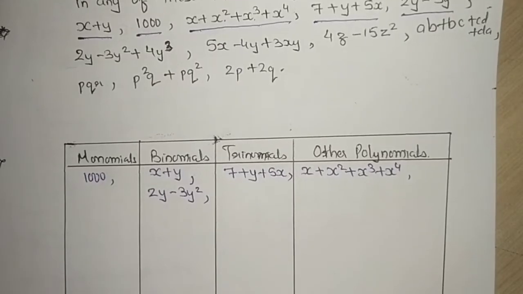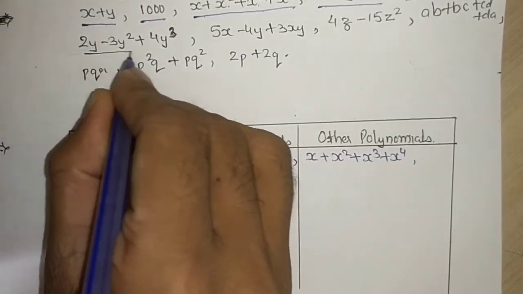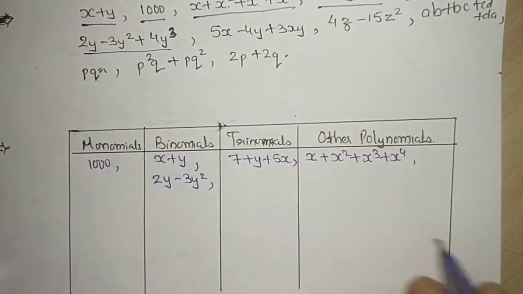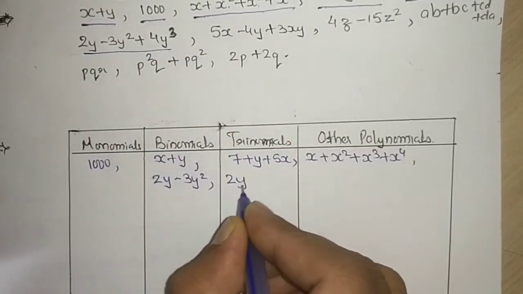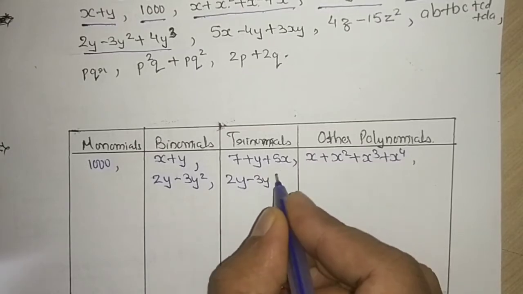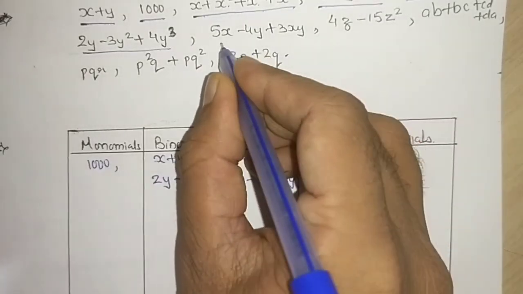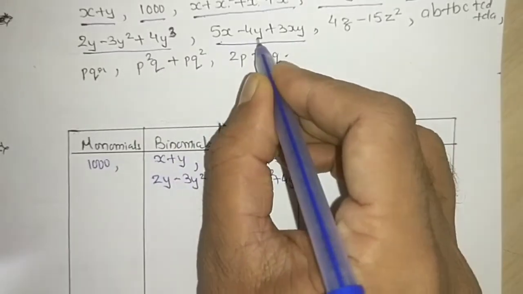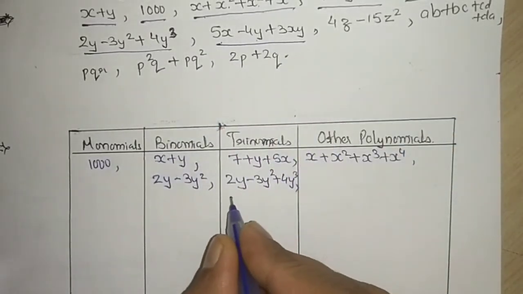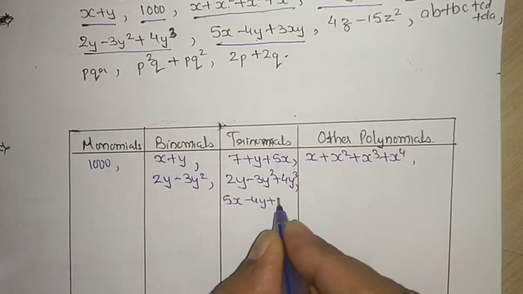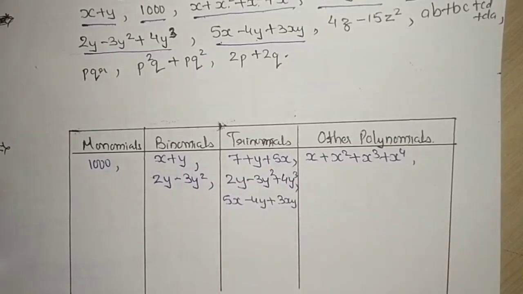Moving to the next, here it has 1, 2 and 3 terms, so I will place it in trinomial, 2y minus 3y square plus 4y cube. Moving to the next, it also has 3 terms, 1, 2 and 3, so we will place it here only, 5x minus 4y plus 3xy.